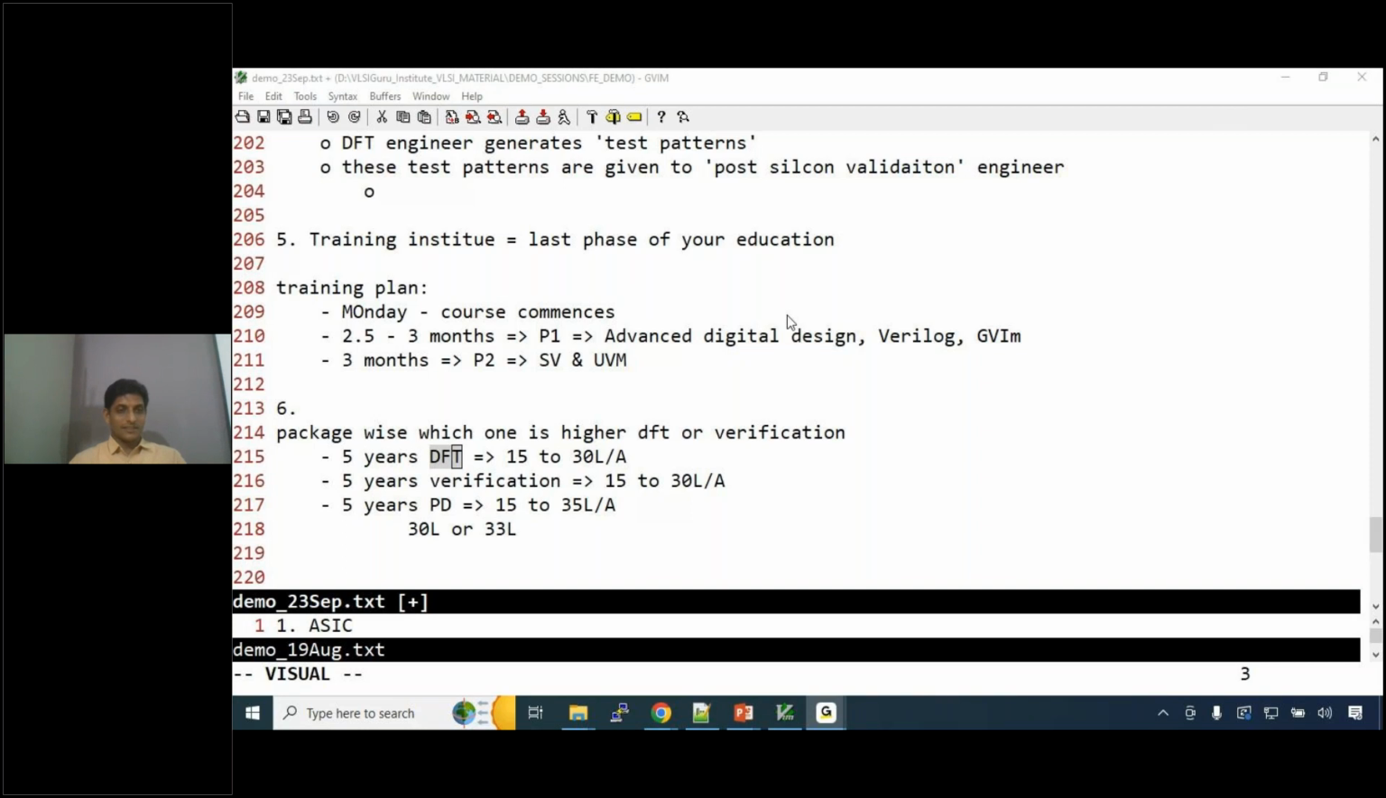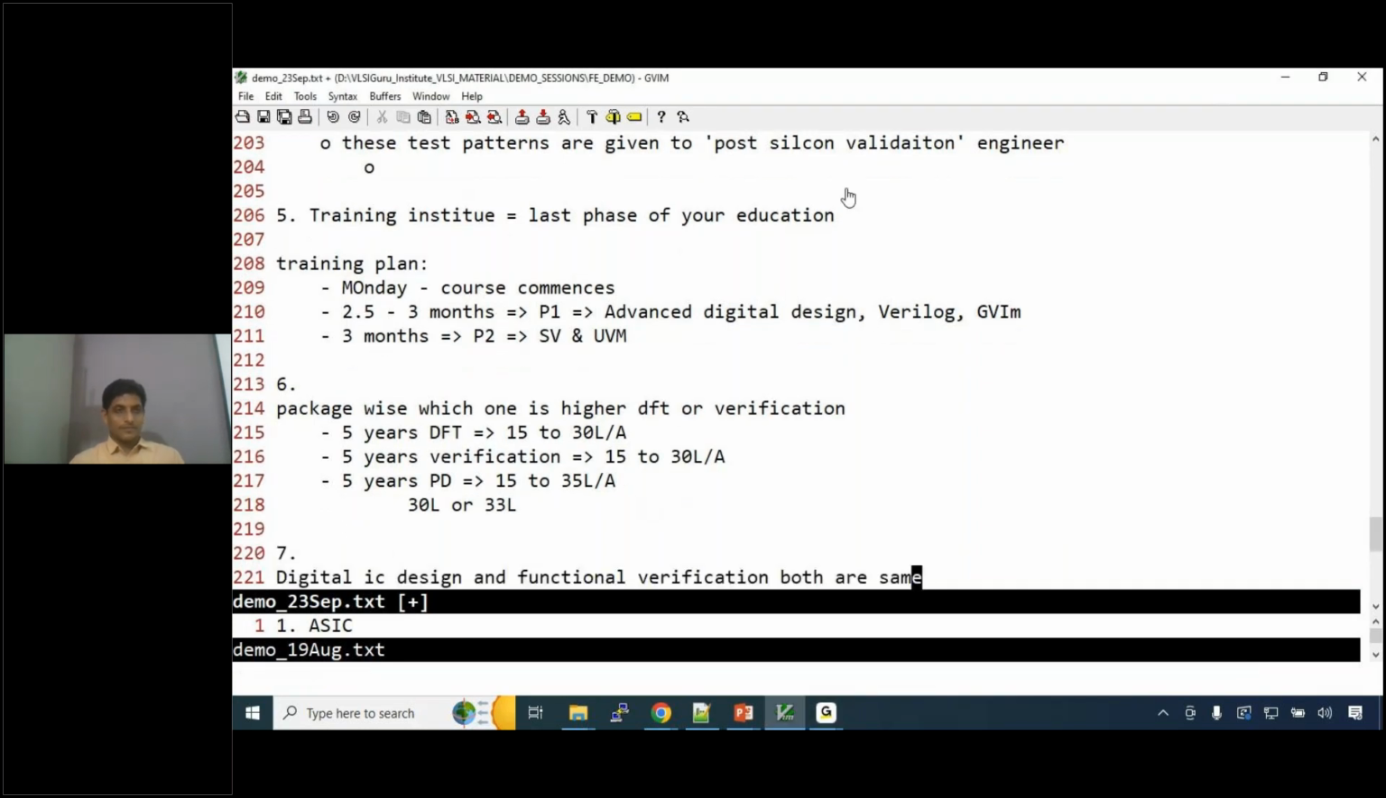Digital IC design and functional verification, tell me, are they the same? No, right? Digital IC design means the entire thing. That VLSI design flow itself is called digital IC design. One part of the flow is functional verification. Those attending online, any questions?